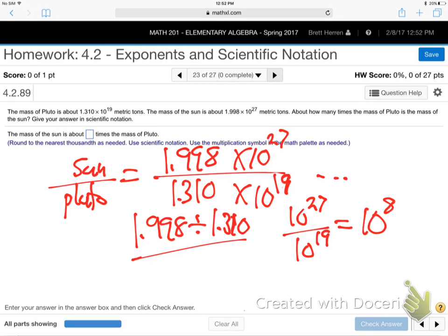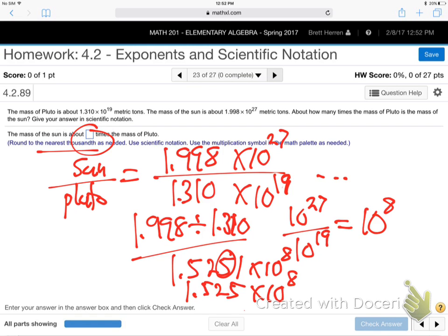Somebody got the answer to this part? They said round to the nearest thousandth. So 1.525. Yeah. Do you guys know where the decimal goes, and then times 10 to the 8th here? Thousandths means third place. Yeah, so 1.525 times 10 to the 8th. That good? So when they say how many times, that's code for divide. The big one over the small one.